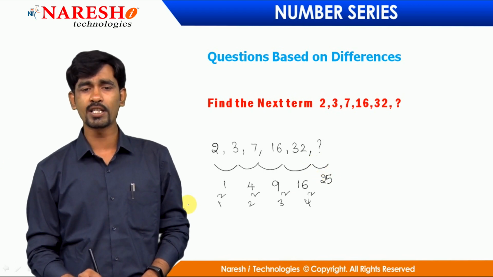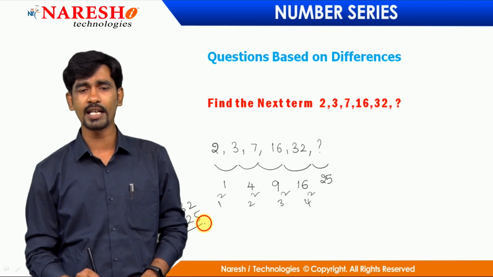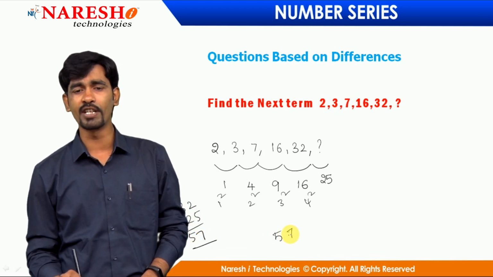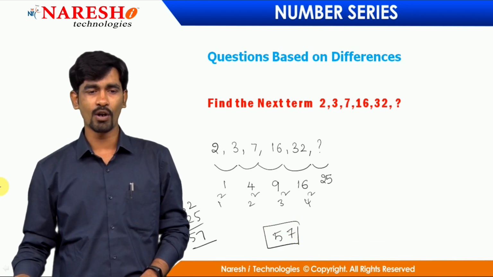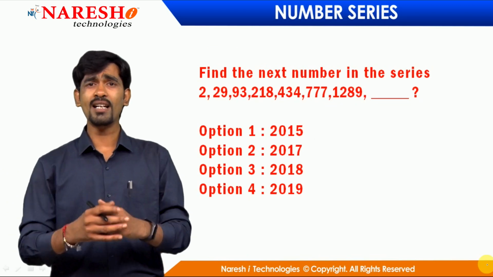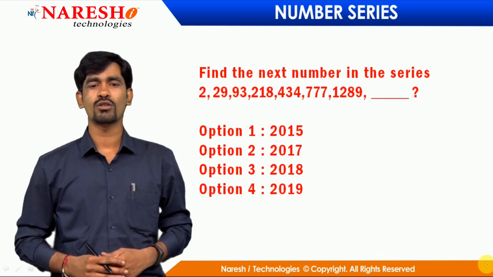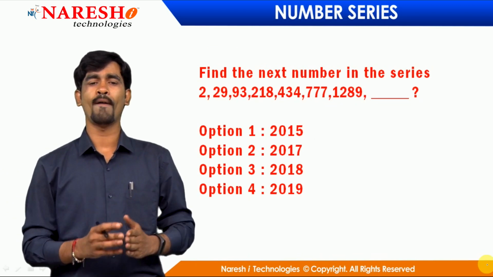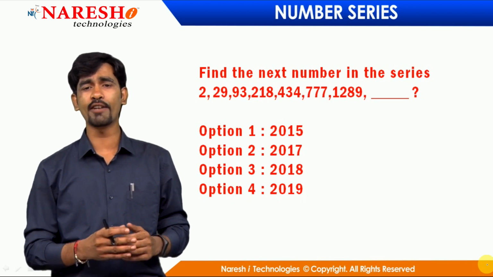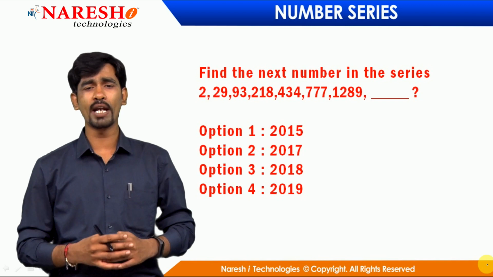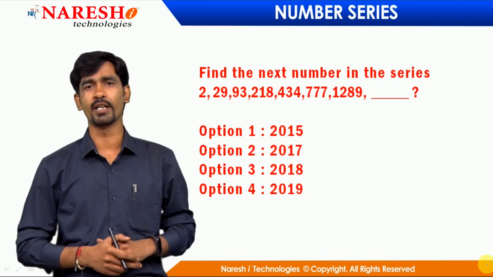So, what is 32 plus 25? 32 plus 25 is giving a result of 57. So, the answer choice for the given question is going to be 57, which will maintain a difference of 5 square. Similarly, moving forward to the next question. What is the next term in the given series? The series starts as 2, 29, 93, 218, 434, 777, 1289. What will be the next term in the given sequence?